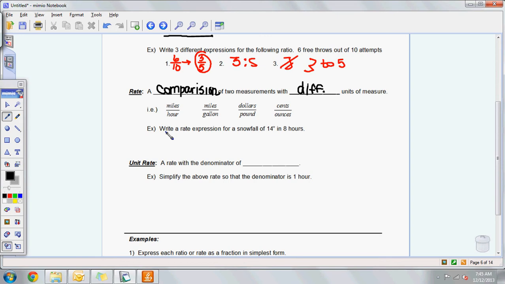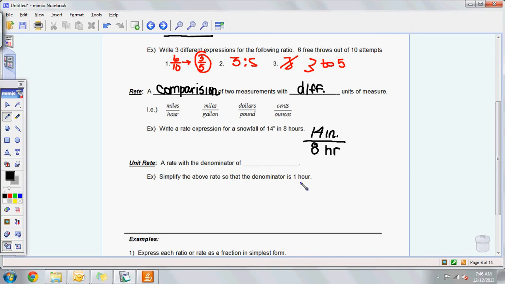So let's do an example. A rate expression for the snowfall of 14 inches in 8 hours. So we're still going to write it either as a fraction or with a colon or the word to, but you have to make sure that it's simplified. So a rate expression would be 14 inches over 8 hours.